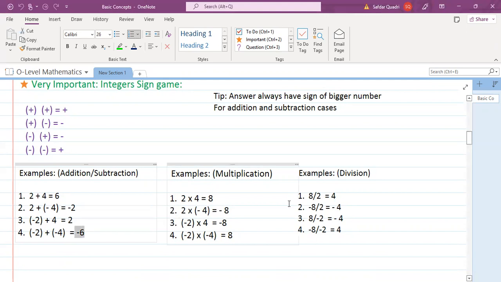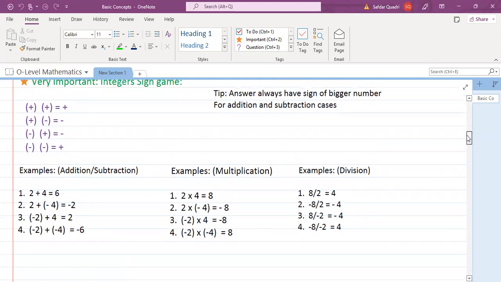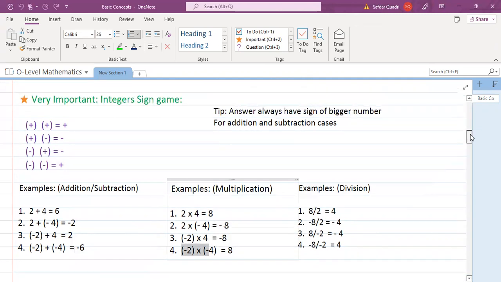The cases of multiplication and division are totally different. In multiplication and division, if you've got two positive numbers, you're going to multiply them. 2 into 4 will become 8. Then 2 into -4 will become -8. And then there's -2 into -4, which is 8. Now you see, I've ignored the tip we mentioned earlier, that the answer has the sign of the bigger number, because this doesn't apply in the case of multiplication and division. If there's one minus number, the answer is going to be minus. But if you have two numbers, for example -2 into -1, and both are negative, then this minus and minus will convert into a positive sign. And you can see the integer sign game applying very well in the multiplication and division case.